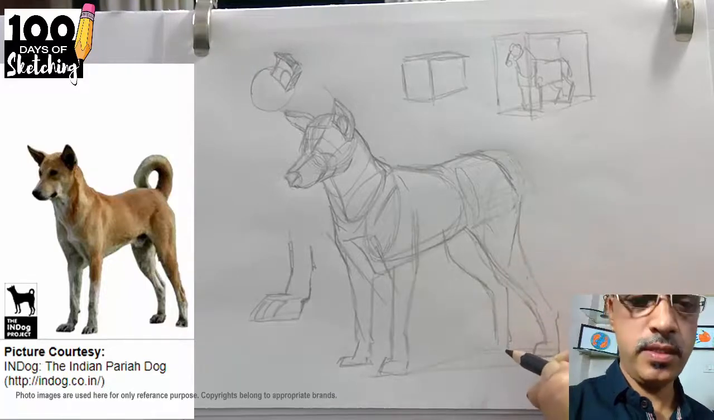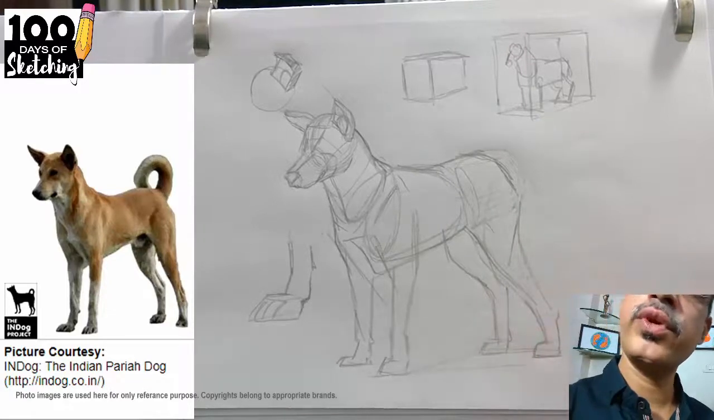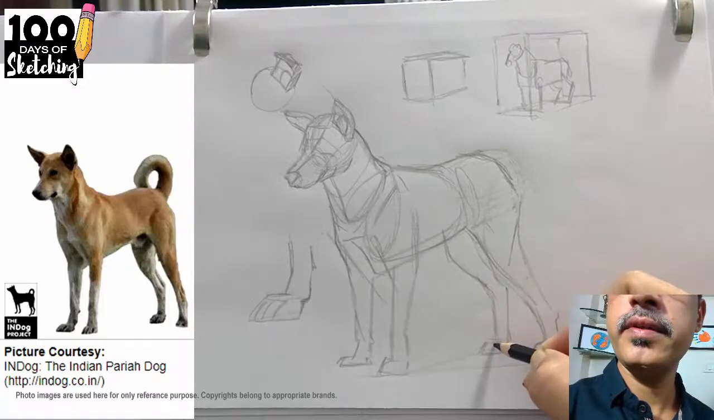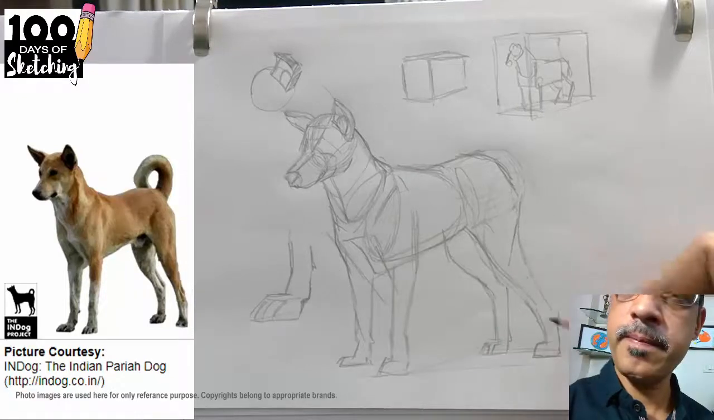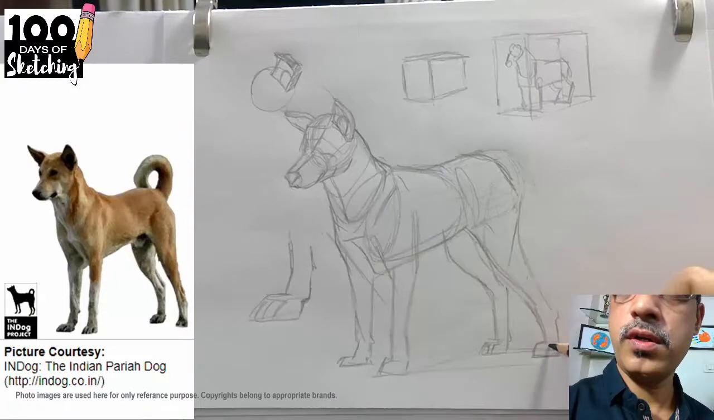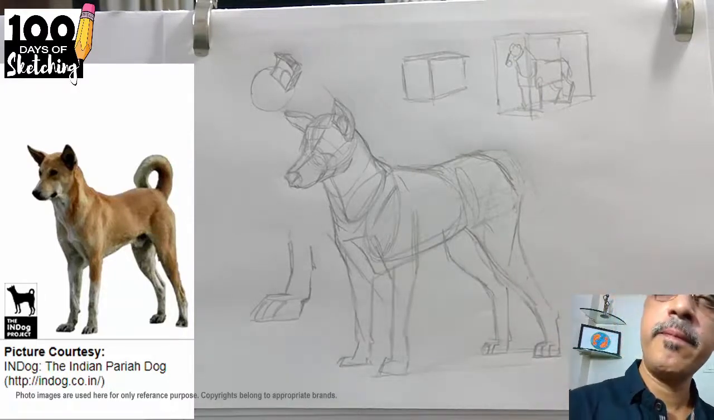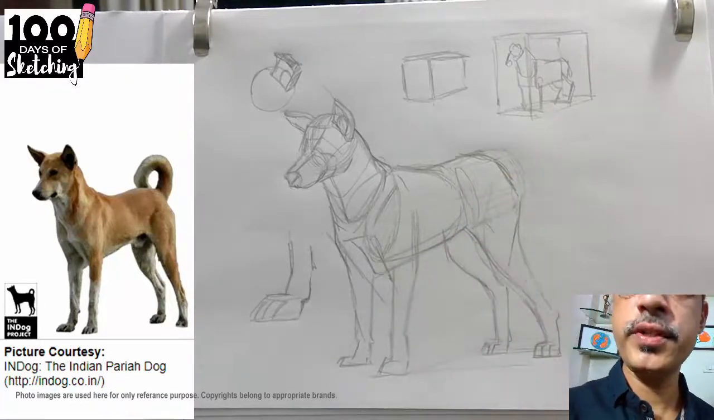Keep asking questions to yourself, like where are these lines going, what is the direction, is there negative space, am I following it right? All these questions, if you constantly ask yourself, then you can do a good observation.